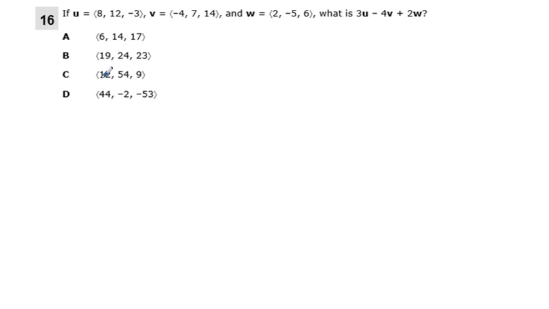Next, 16. Well, if U equals vector 8 comma 12 comma negative 3, V equals vector negative 2 comma 7 comma 14, and W equals vector 2 comma negative 5 comma 6, what is 3U minus 4V plus 2W? And this is like a three-dimensional vector. And in our exercise, I think we only did two-dimensional vectors in class.